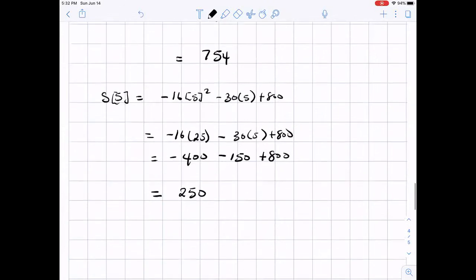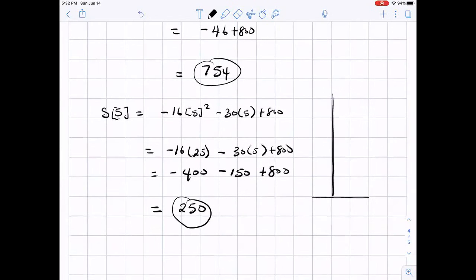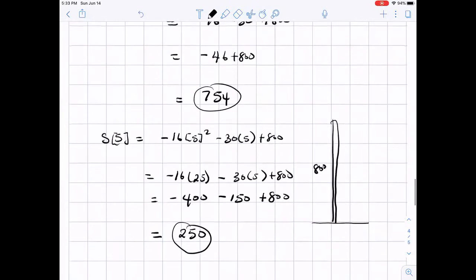And it makes sense, right? Notice that the distance has decreased, because remember, you're on top of the building. Here is your building. The building is 800 feet. After 1 second, that ball has dropped. At t equal 1, the height is 754. At 5 seconds, when t is 5, now s is equal to 250.